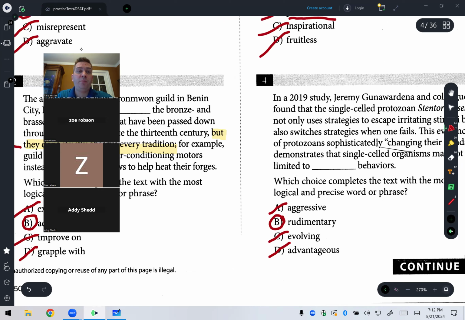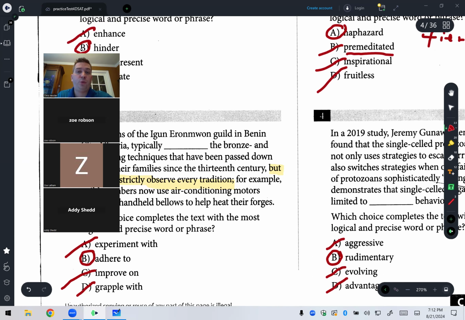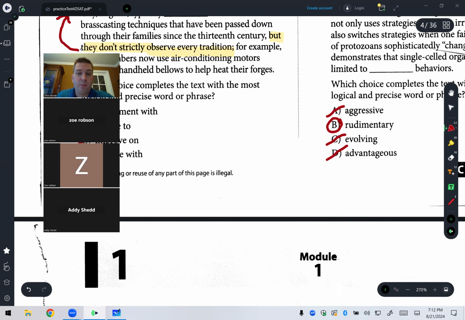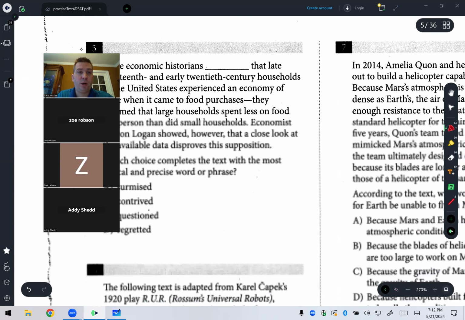So just keep track of how many you missed. If you got the first 4 right, that's great. But we're going to keep going. They will get harder as we go.